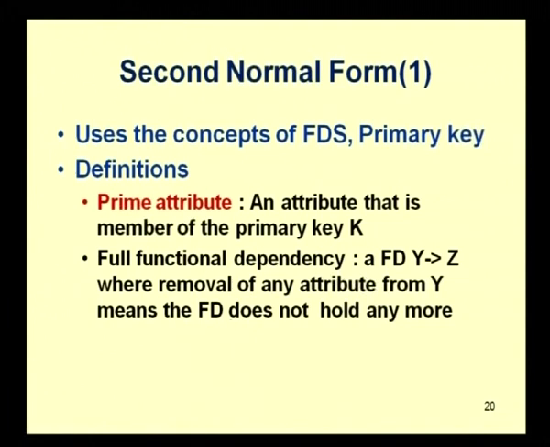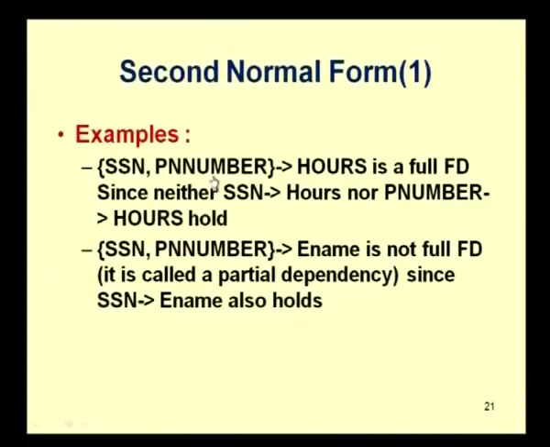So, these are the 2 definitions we are going to use. For example, SSN, P number determines hours is a full FD, since if you remove the SSN or the project number, the hours will not hold. If you remove SSN, hours or P number, hours do not hold. So, this is a full functional dependency, while SSN, P number determines E name is not a full dependency, it is only a partial dependency, because if you remove the SSN, P number going to E name still holds.